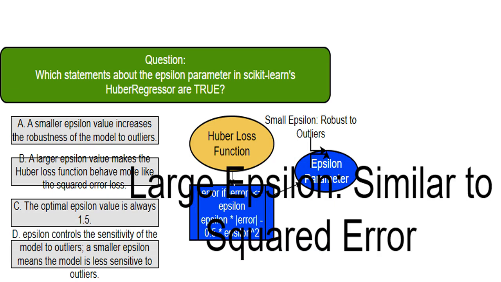When epsilon is large, the Huber loss becomes more like the standard squared error loss. The result is that larger errors are penalized more, making the loss function less robust to outliers. This is like not wearing a helmet. The model feels the impact of extreme shocks more strongly.